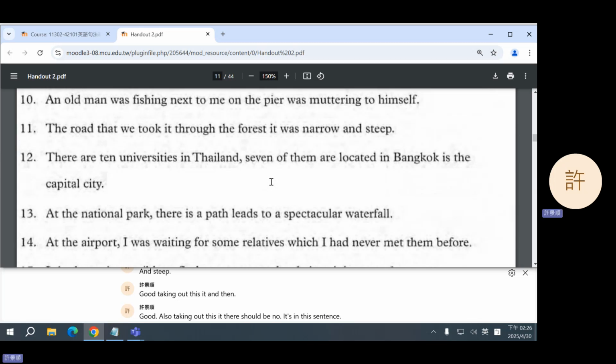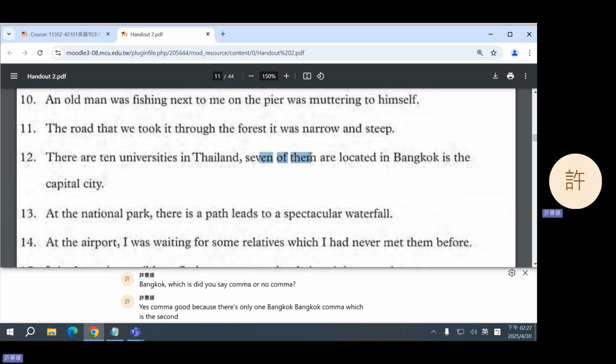Number 12, 单语词. There are 10 universities in Thailand. 7 of them are located in Bangkok is the capital city. There are 2 problems in this sentence. I think the most obvious one is here. Bangkok, which is. Did you say comma or no comma? Yes, comma. Good, because there's only one Bangkok. Bangkok, comma, which is. The second problem is here.